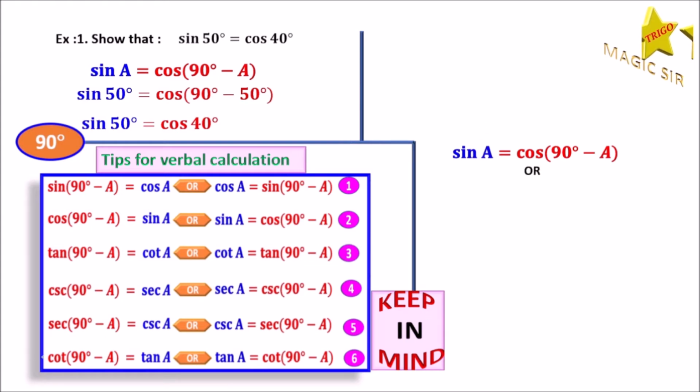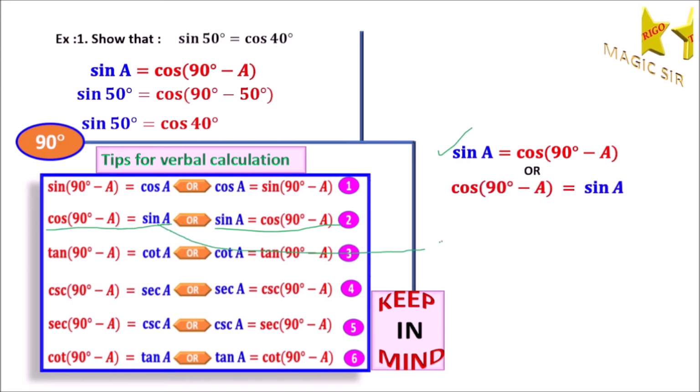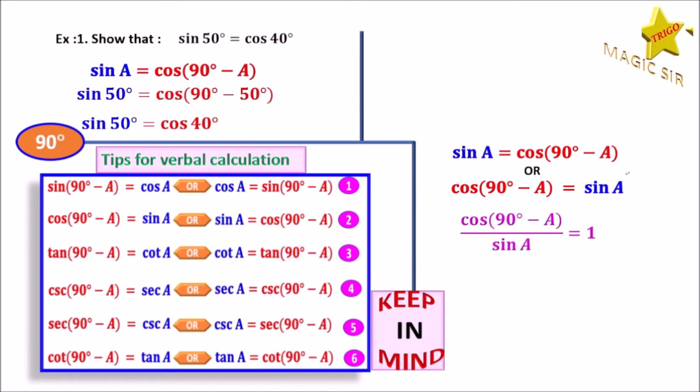Again, second formula, sin A is equal to cos 90 degrees minus A, or we can write cos 90 degrees minus A is equal to sin A. Dividing both sides by sin A, we get cos 90 degrees minus A upon sin A is equal to sin A upon sin A equal to 1. Therefore, cos 90 degrees minus A upon sin A is equal to 1.